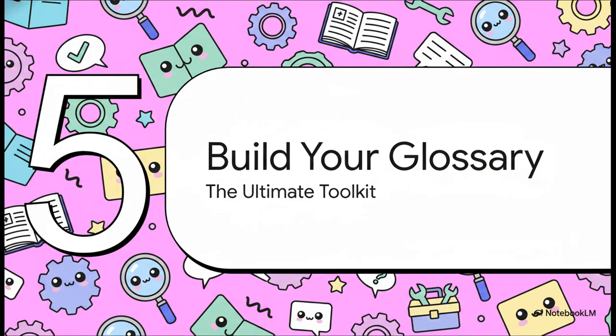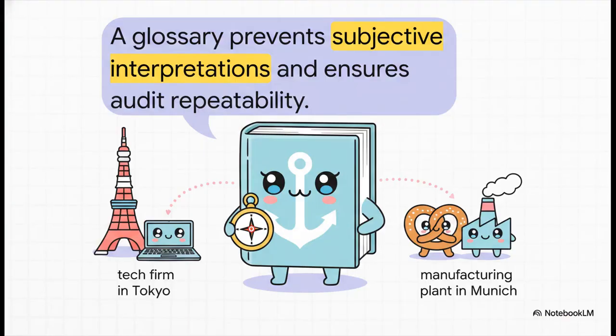Okay, final stretch. Section 5, building your audit glossary. This is the lead auditor's absolute ultimate toolkit. Now, I want to be clear here. Building a customized Clause 3.1 glossary is not just some boring academic exercise. It is a cognitive discipline tool. As the source material really hammers home, it's a professional necessity. It actively prevents subjective interpretations, ensures your findings are grounded in internationally recognized definitions, and guarantees that your audits are repeatable, whether you're assessing a tech firm in Tokyo or a manufacturing plant in Munich.